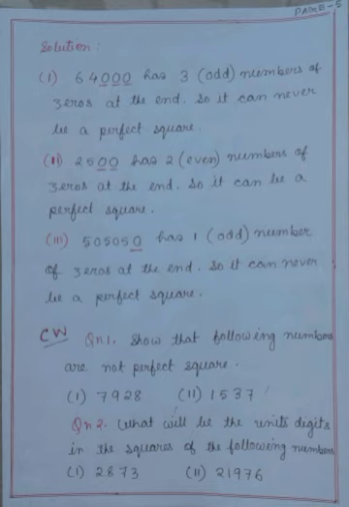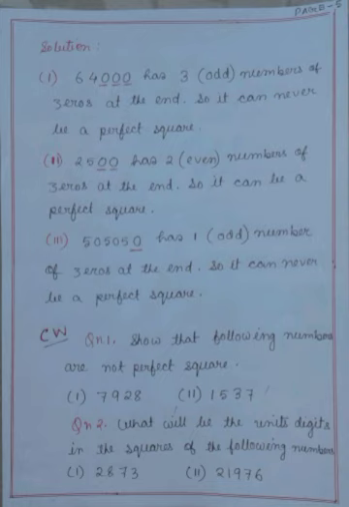Number 2: 2,500 has 2 zeros at the end. 2 is an even number, so it can be a perfect square. 5,05,050 has 1 zero at the end. 1 is an odd number, so it can never be a perfect square.